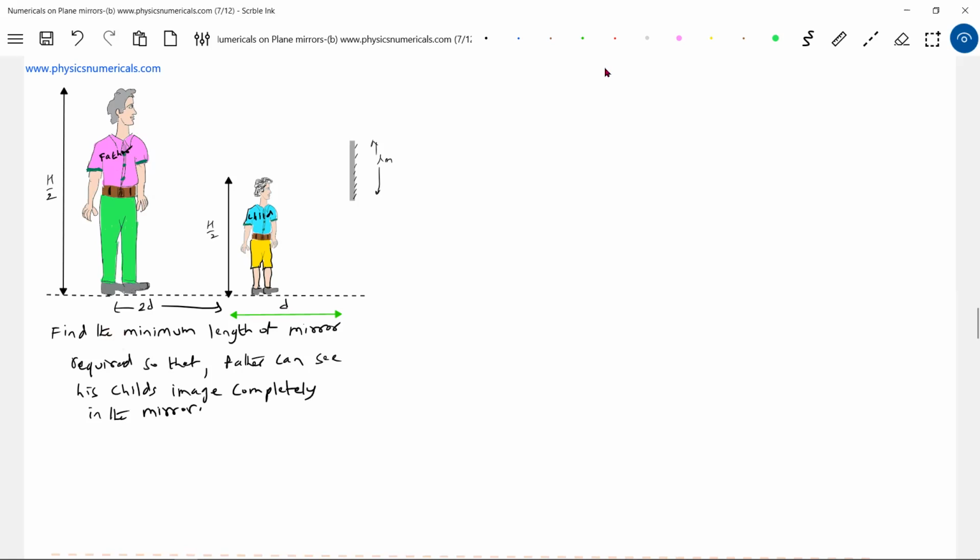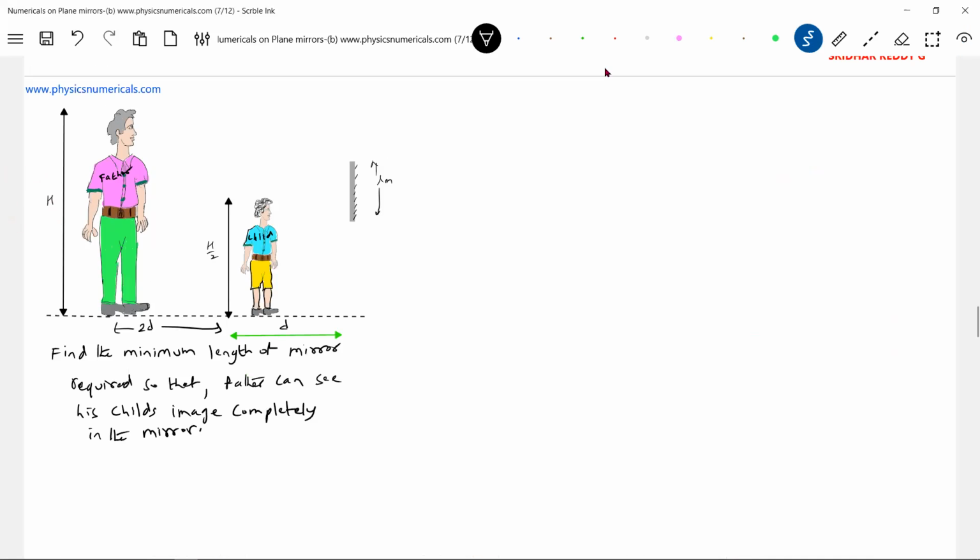So height of the person, height of the father is h, and height of the child is h by 2. The father is at a distance 3D from the mirror, and the child is at a distance d from the mirror. What should be the length of the mirror so that the father will see his child completely? The father is able to see the image of child completely in the mirror. Find the minimum length of mirror required so that father can see his child's image completely in the mirror.